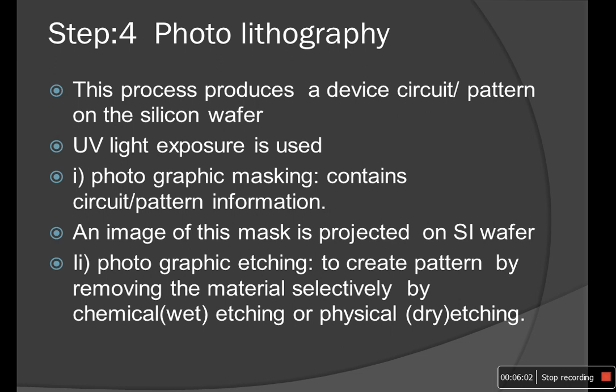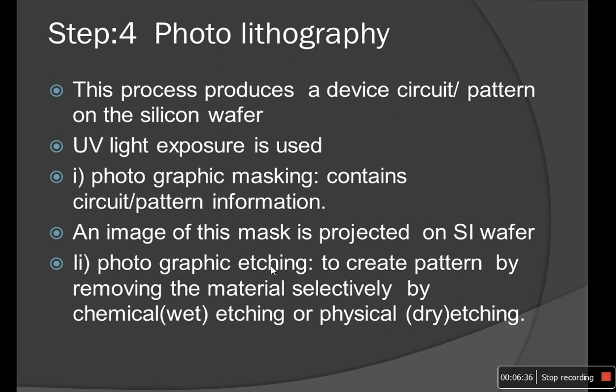So at the bottom we have the silicon wafer, that is the substrate, and after that we have the epitaxial layer, and after that the silicon dioxide. In this photolithography process, the pattern of the device is projected on the silicon wafer by using two methods. One is photographic masking. In photographic masking, the image of the mask is projected on the silicon wafer. And one more technique is photographic etching.